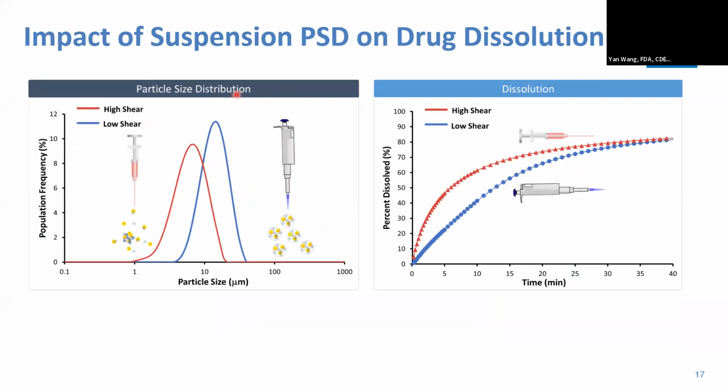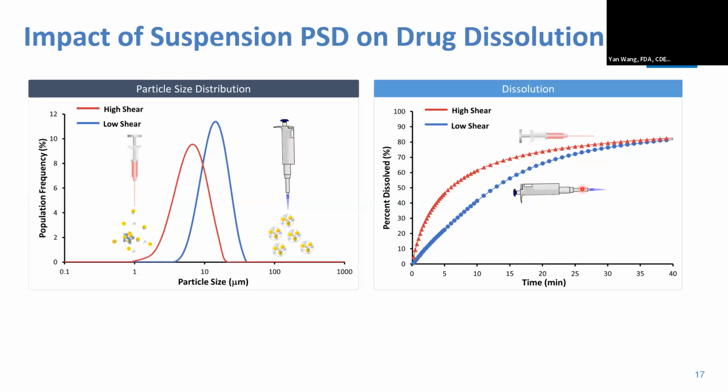In terms of the particle size distribution, when the formulations are introduced into the measurement by injection as they would be in a clinical setting, the particle size is represented by the red curve and is smaller than the low shear, which is introduced by pipetting. Then in terms of dissolution, you can see the two groups have very distinct release kinetics, as shown on the right hand, in terms of percentage release.